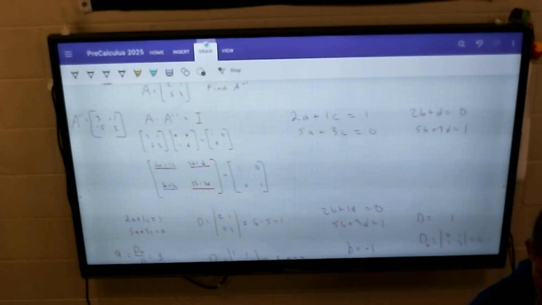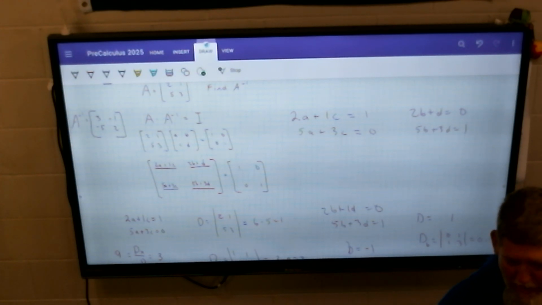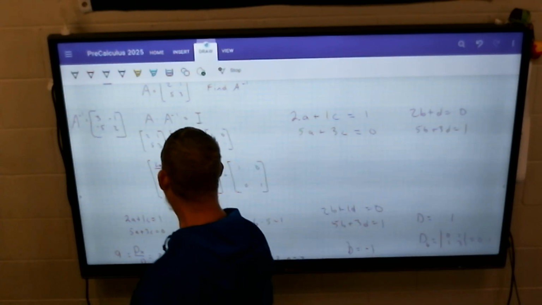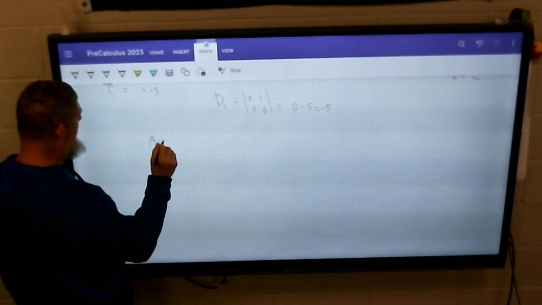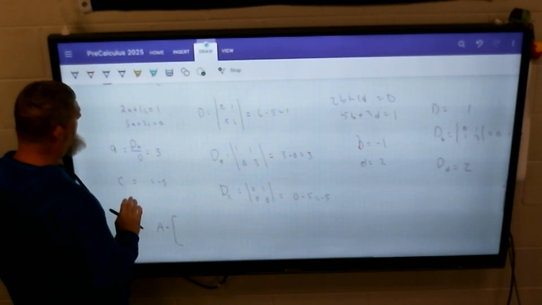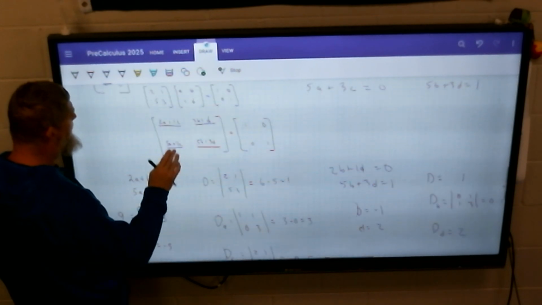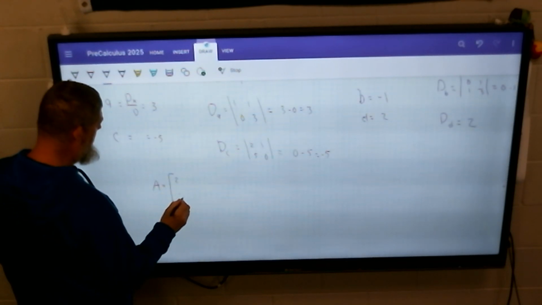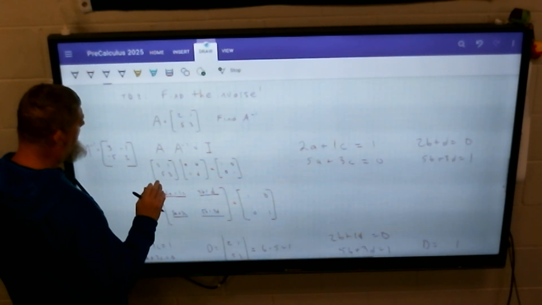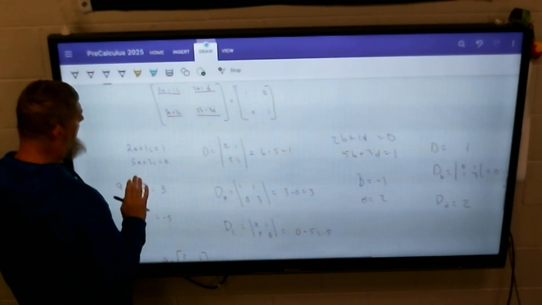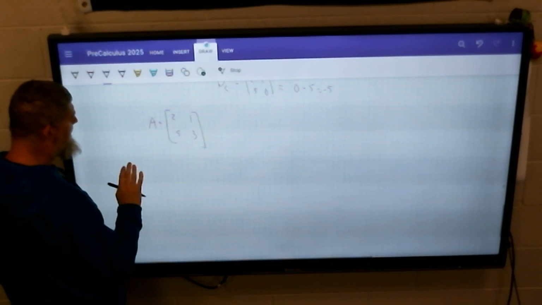Okay, you ready for a shortcut? Yeah, please. I don't like this shortcut because it only works for 2x2s. There's no shortcut for 3x3s. Okay? Let's do the exact same one. We know the answer, right? So we know A equals, what was A again? 2, 5, 1, 3, right? And I say find the inverse.